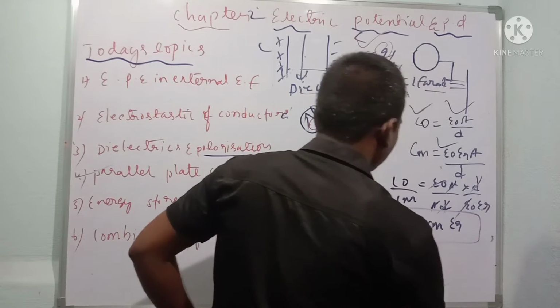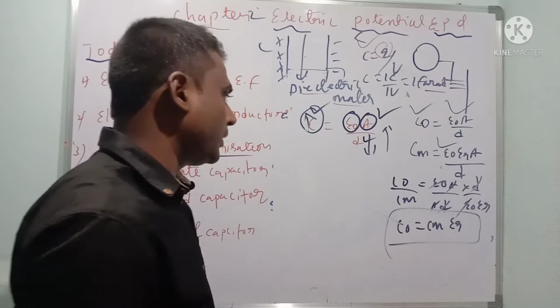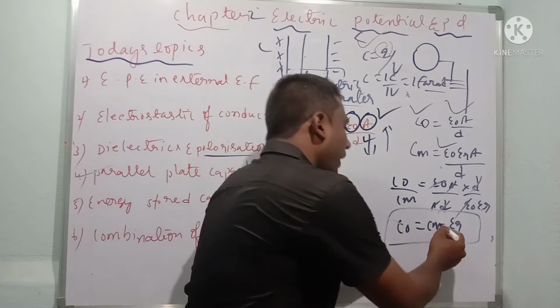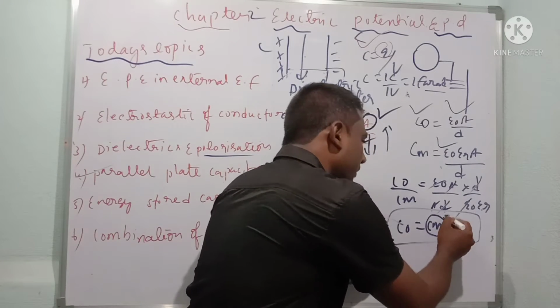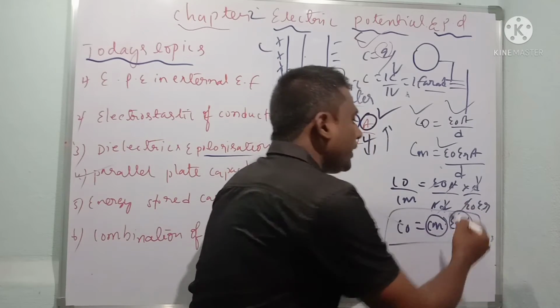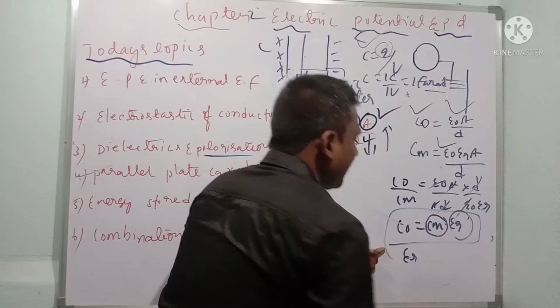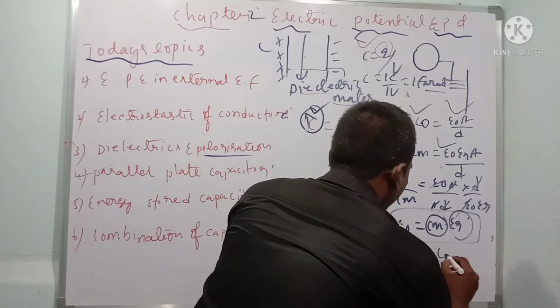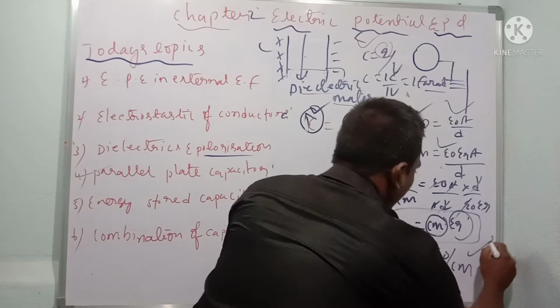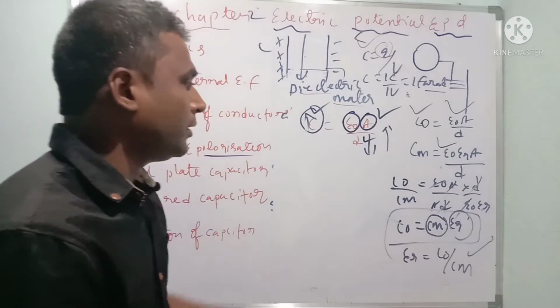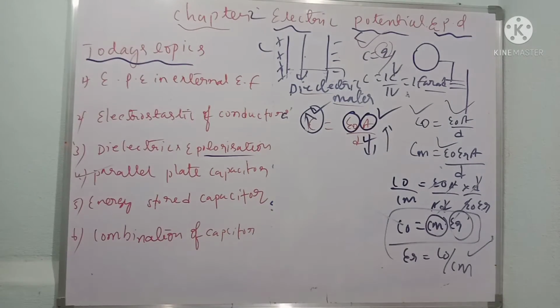Very important relation. That is the capacitance of the capacitor when it is kept in vacuum, and the capacitance of the capacitor when it is kept in the medium, into the relative permittivity. Then this relative permittivity becomes C0 by Cm. Very important in the numericals. Please note down, children, that relative permittivity is equal to C naught divided by Cm.